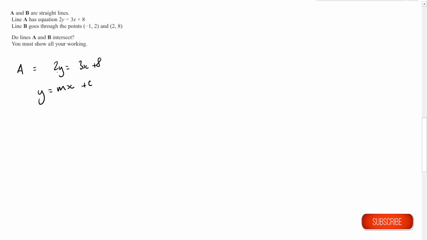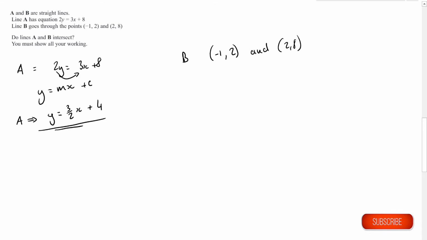So what we need to do is make sure we get the 2 onto this side. So we need to move the 2 over, and that's going to give us that A corresponds to y is 3 over 2 x plus, and 8 over 2 becomes 4. So this is actually our equation for y. So it costs you 1 step to be able to figure out what the actual equation is. The line B, we've only been told that it passes through the points 1, 2 and 2, 8. And then we're just asked, do these lines intersect? Meaning, do they just cross over each other at any point?